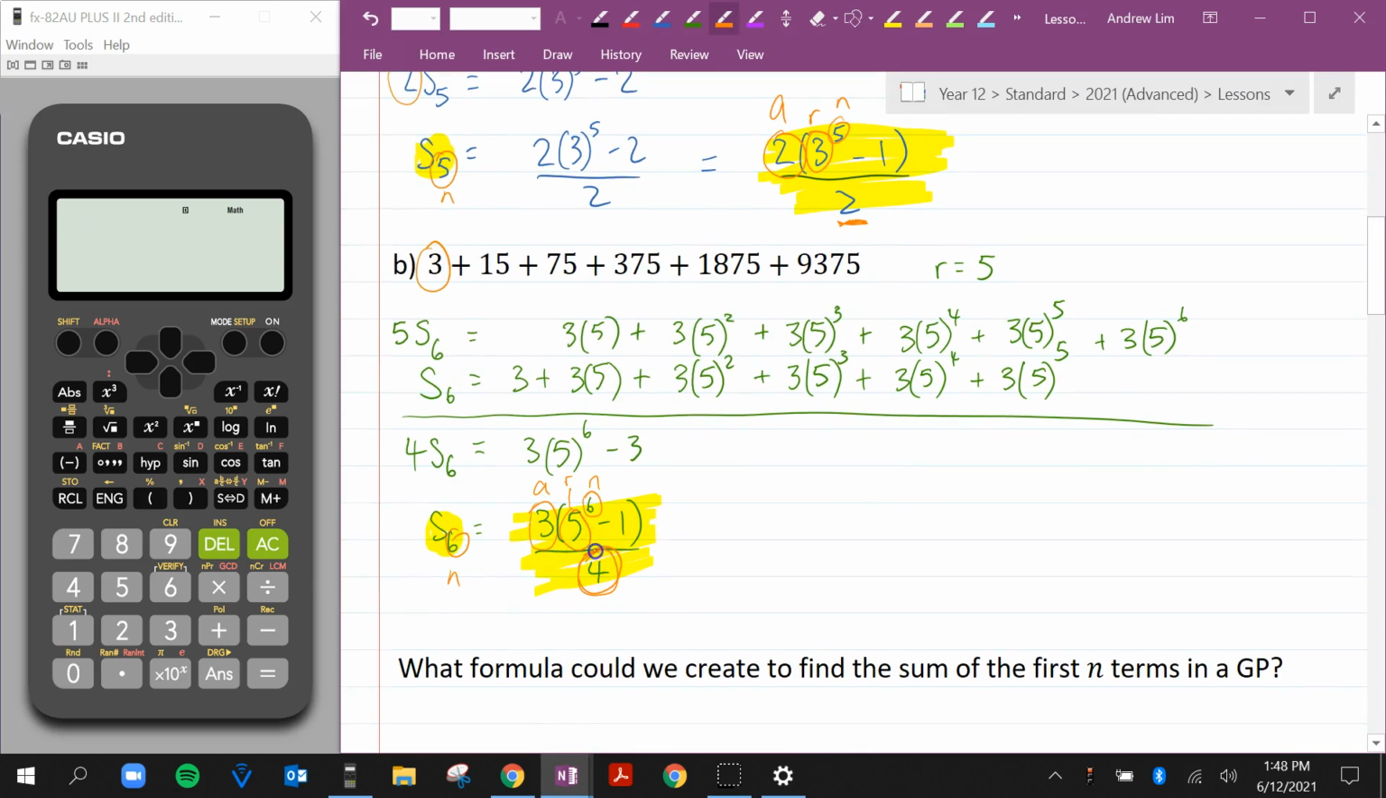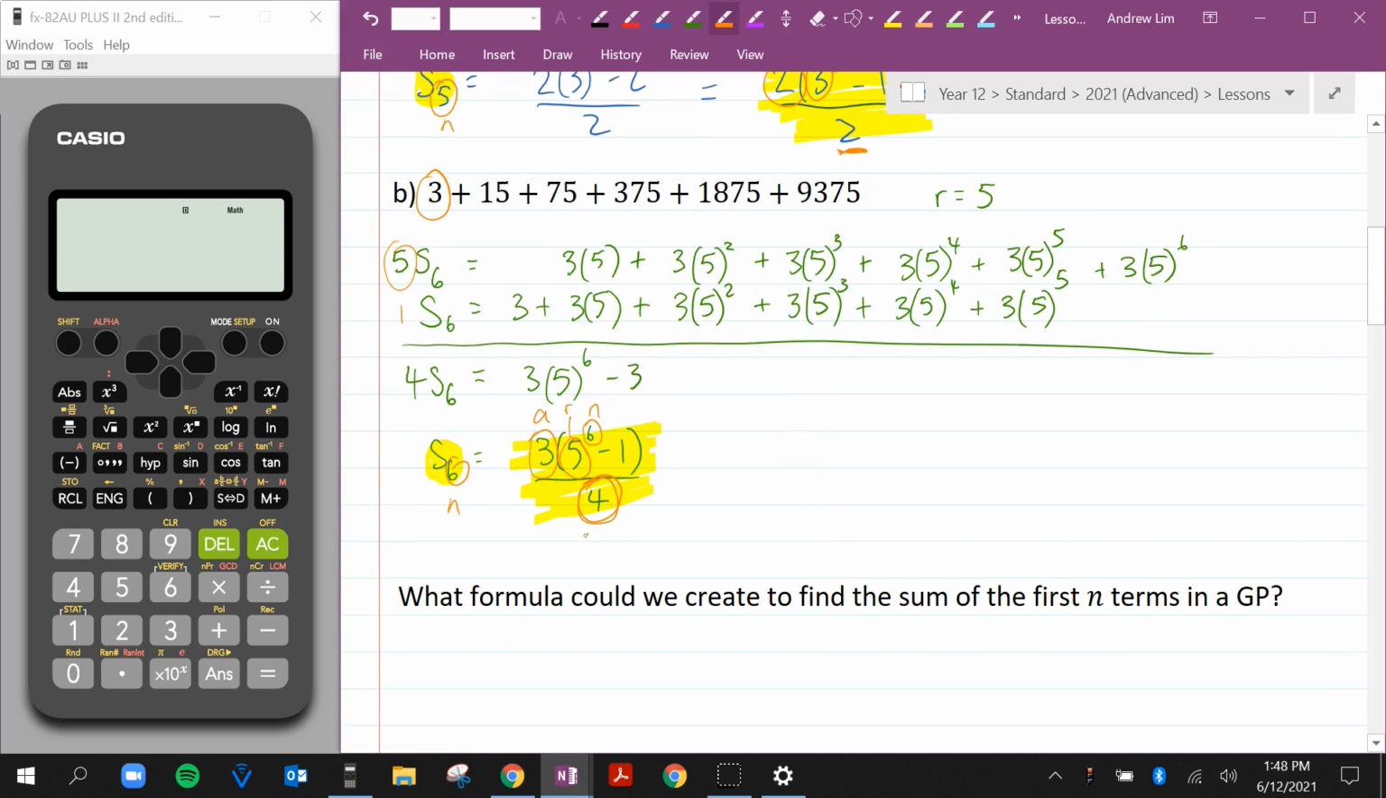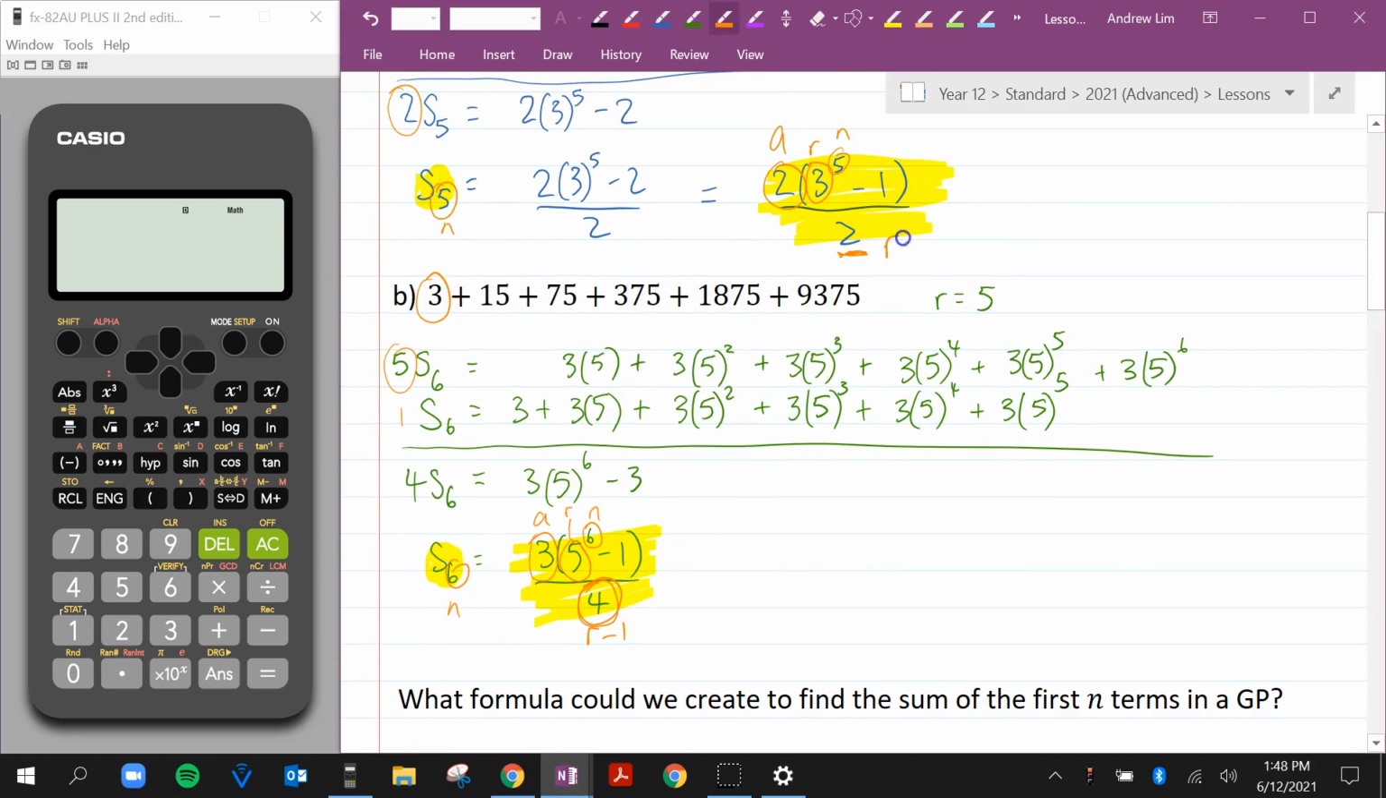How did we get this 4? Well, it was 5 minus 1. Well, the 5 is the ratio. So technically, this is the ratio minus 1. Okay, the ratio minus 1.